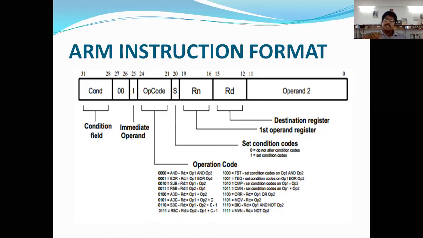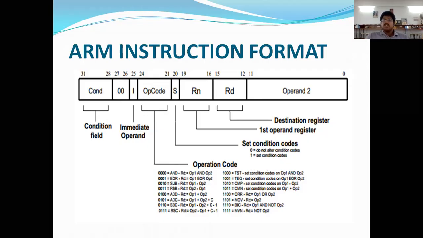Out of them, the second operand is of 12 bits. It will start from 0 and end with 11. That means we are having 12 bits of operand number 2, 3 bits of RD, 3 bits of RN. RD is a destination register, RN is a first operand register, S means set condition codes, and bits from 21 to 24 are referred to as opcodes, and we are having an immediate operand.